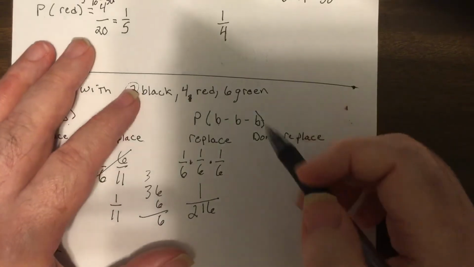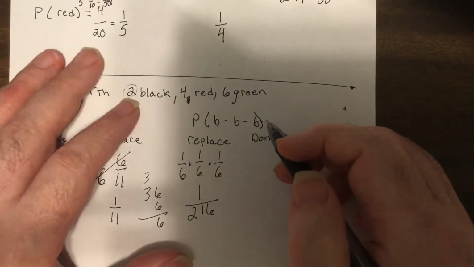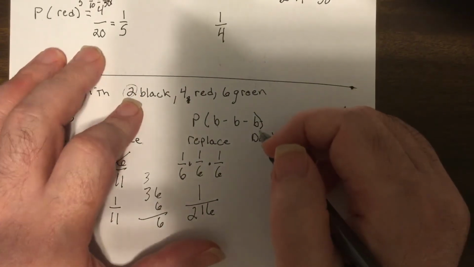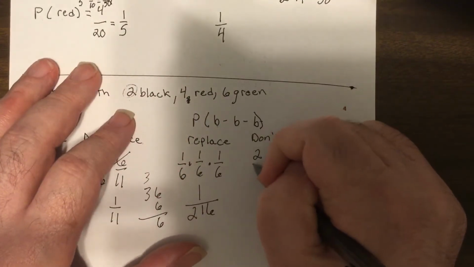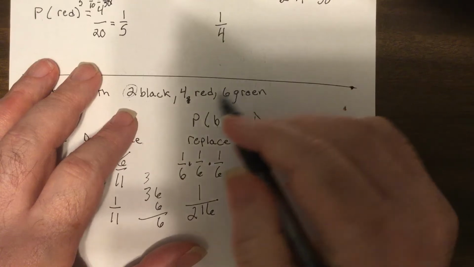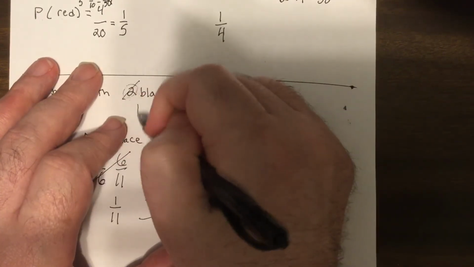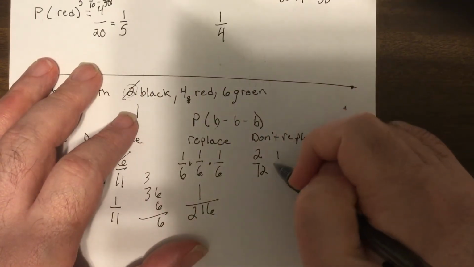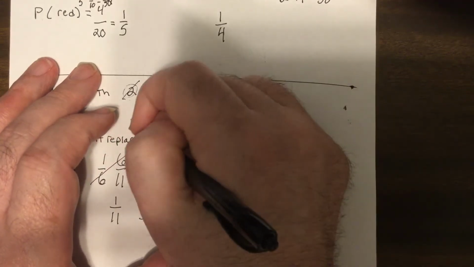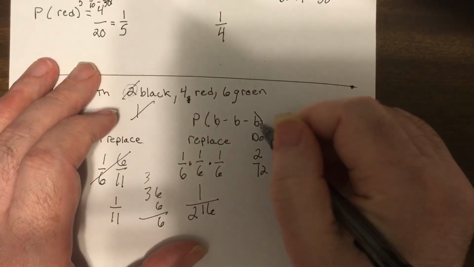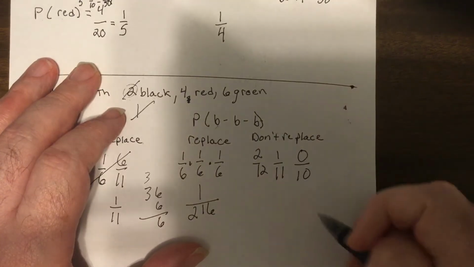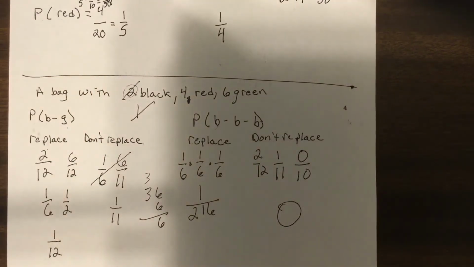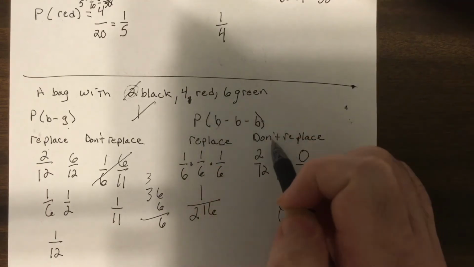Now, what's the probability if you don't replace? Well, I take the first black one, that'd be 2. There's 2 black out of 12 marbles. But now I only have 1 black left out of 11. Then I throw it away. I'm down to 0 out of 10. So I'd have 0 black marbles if I want to draw 3 in a row and I don't replace the black marble.